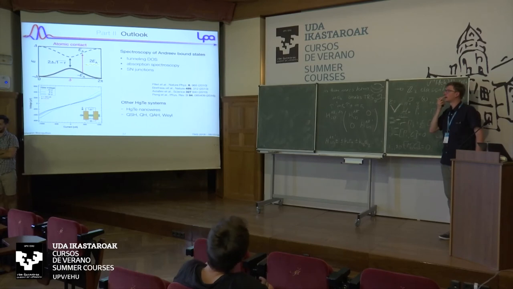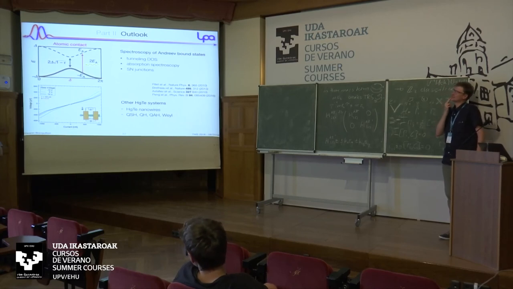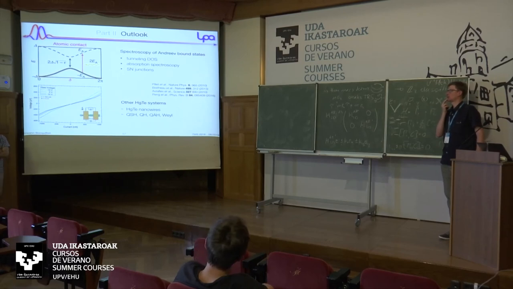If I go back to your lecture of yesterday, where you introduced the VP states, and I suppose that now in your junction you have VP states, probably this will contribute only to the 2-pi part of the Shapiro steps. I would expect so, yeah. But I've never thought about this very much in detail. I would expect that, yes.